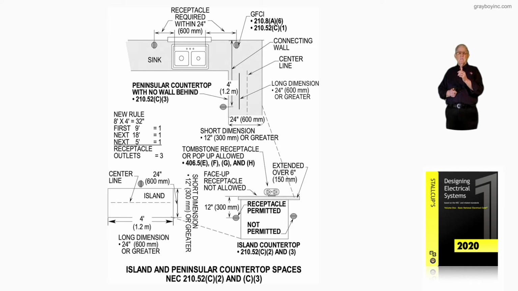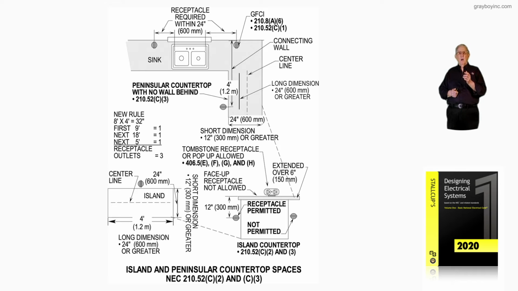That was changed in the 2017 edition of the code. And notice you're measuring the size of it. And if you're just, say, 4 foot by 24 inches there, just one receptacle you could put there down low, and that would take care of it.